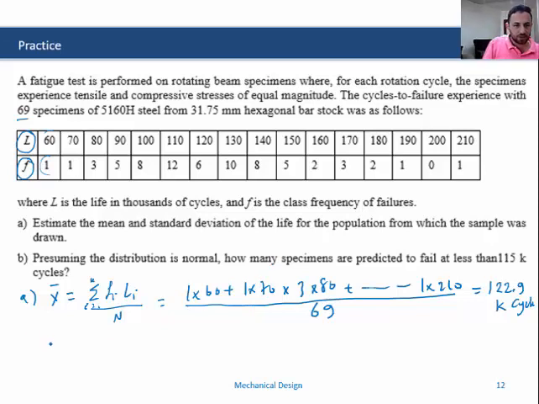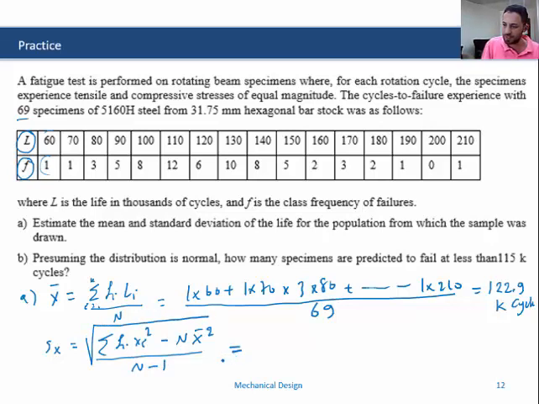In order to obtain the standard deviation, you should multiply 1 by 60 squared plus 1 multiplied by 70 squared, etc. So it is the summation of fi xi squared. Then you subtract from it the total number, n, multiplied by the mean squared, 122.9 squared, over 69 minus 1, and then radical, and you should verify this is equal to 30.3 k cycles.